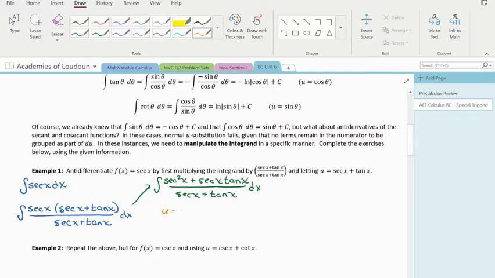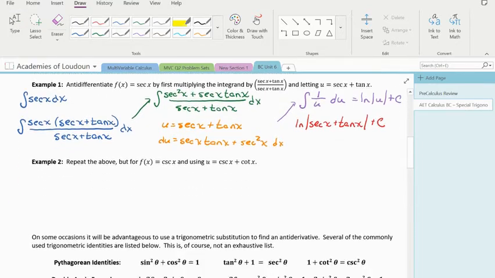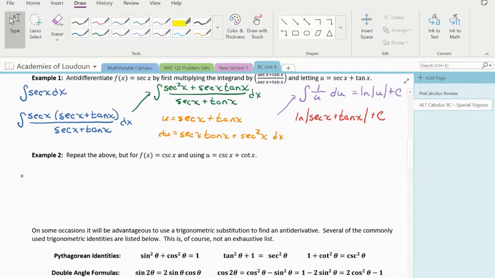Now, if we let u be secant x plus tangent x, our du is going to be secant x times tangent x plus secant squared x dx, which we can see with just some reordering of the terms gives us our numerator. So that means we now have the antiderivative of 1 over u du, which we know is the natural log of u plus c. So substituting in, we have the natural log of secant x plus tangent x plus c. I'd like you to go ahead and do example 2 and find the antiderivative of cosecant x.